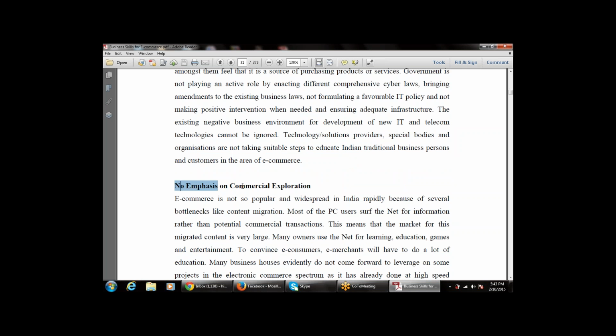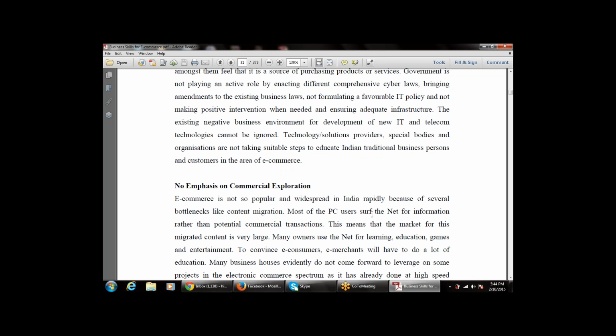Next is no emphasis on commercial exploitations or explorations. That is, e-commerce is not so popular and widespread in India because of several bottlenecks with correct content migration. So e-commerce is not popular and widespread nowadays in India. Why? Because of various limitations like content migration.